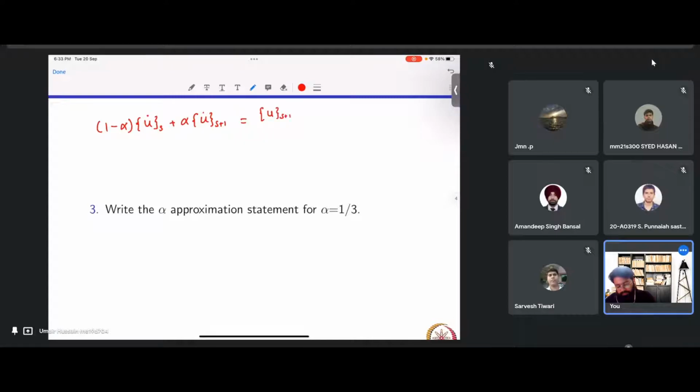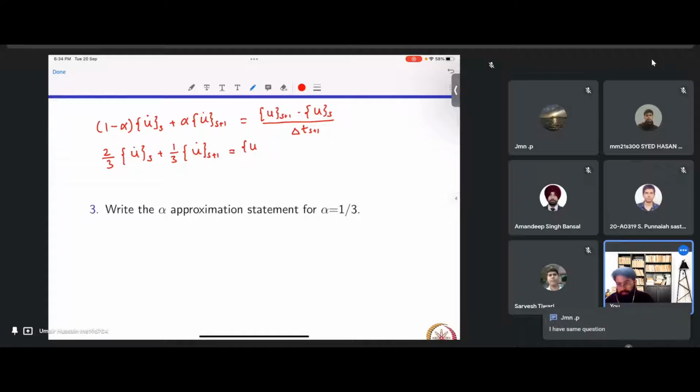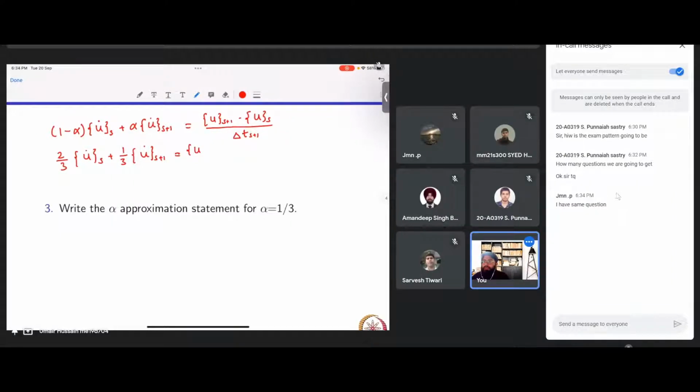u_s plus (1 minus alpha)... times delta t. So alpha equals 1 by 3. What will we have? 2 by 3 of the derivative at the last step plus 1 by 3 of the derivative at the new time step. And we have the same question as in the last question.